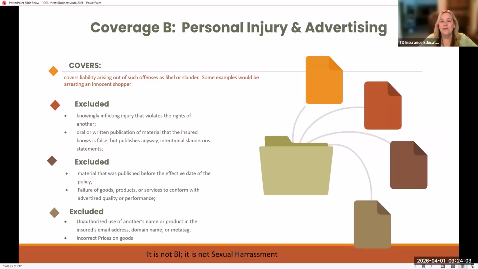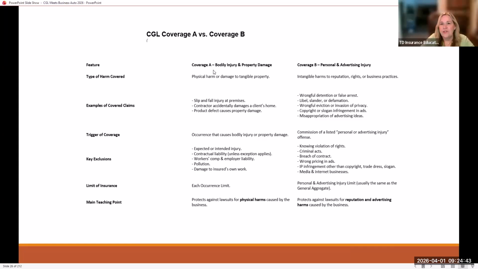Now, it doesn't include bodily injury because bodily injury is over here under coverage A, and it doesn't include sexual harassment. Sexual harassment is a totally different coverage. That's employment practices. I have a class out there that we talk about employment practices, that type of thing. It's a 6-hour commercial class. So keep in mind, sexual harassment is not going to be covered here either. So libel, slander, false arrest, that's kind of what we're thinking about when it comes to a business under coverage B. But bodily injury and property damage is your physical harm. Coverage B, personal injury and advertising, intangible harms to the reputation, rights, or business practices.